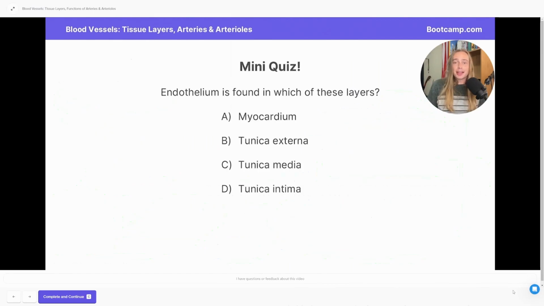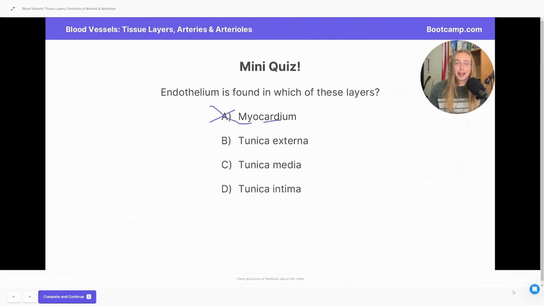Now that we've finished with the lesson, let's go ahead and do a mini quiz. Endothelium is found in which of these layers? To start off with A, we know that this prefix myo is going to indicate this is a muscular layer, specifically a muscular layer of the heart, so this is incorrect.